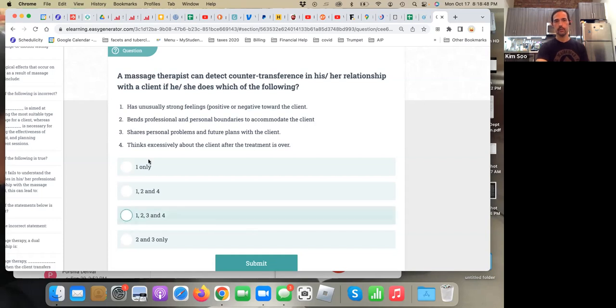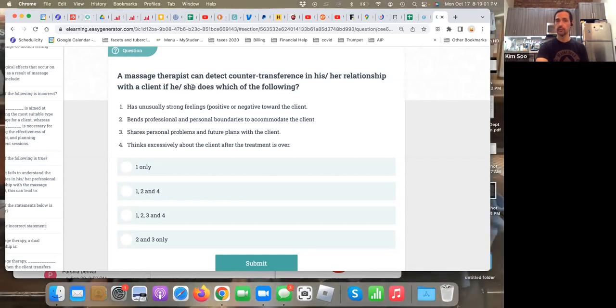Yeah. I'm going to assume it's he or she, the client. Do you know how I can tell from the sentence? The way it's worded, the client is closer to he or she. Do you guys see that? If he or she does which of the following? Has unusually strong feelings, positive or negative, toward the client. That's a reference to the therapist. This is a misplaced modifier. He or she here is a misplaced modifier. We got to go with it. We got to roll with it.